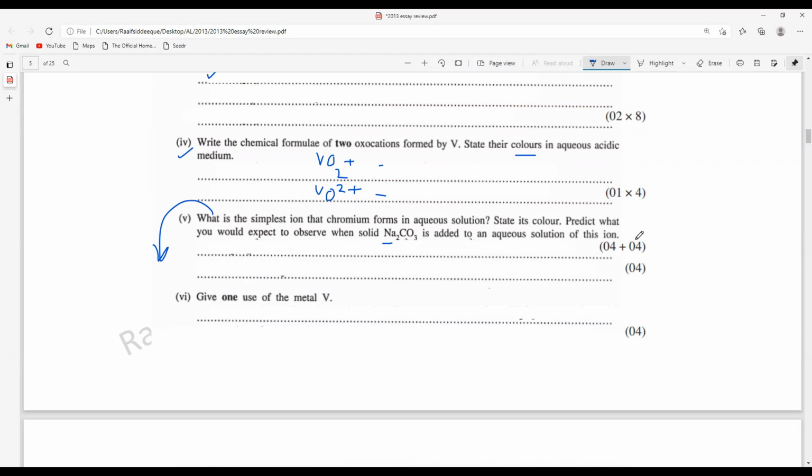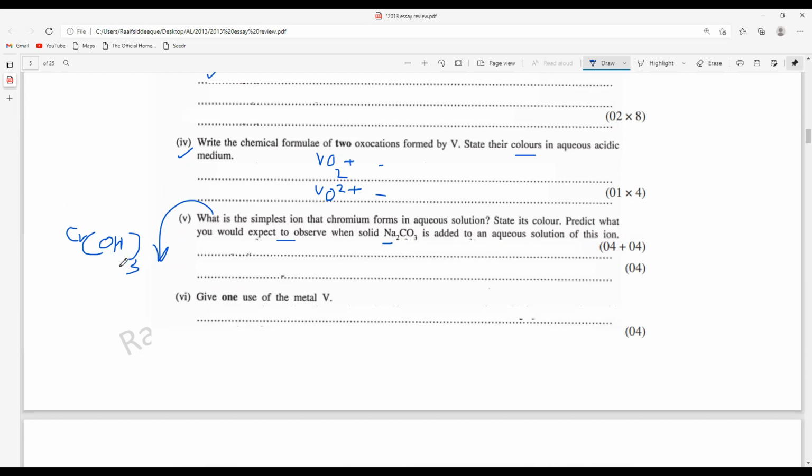So chromium in the +3 state, when you add a little bit of sodium carbonate, which is typically a basic salt, if you can remember, what will happen? This basic salt will precipitate out the chromium 3+. So chromium hydroxide, Cr(OH)3, will form. Cr(OH)3 is typically greenish in color. This is what is going to happen. So what would you expect to observe? A greenish precipitate will form.